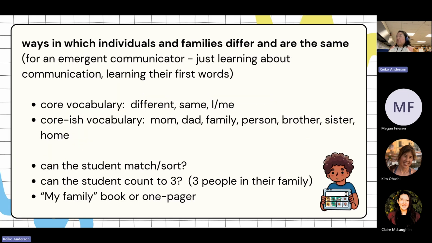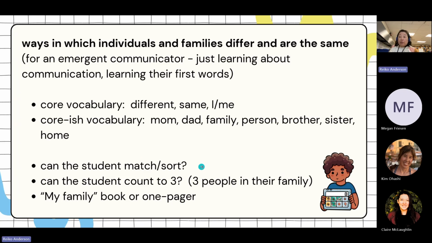Ways in which individuals and family differ and are the same. When we think about the core vocabulary concepts in here, does he understand different and same? I don't know. I would start with same. Sometimes if I don't understand same, then different is even more abstract, right? Does he understand I or me versus you? Some core-ish vocabulary, because we are talking about individuals and families, is mom, dad, family, person, brother, sister, all that kind of vocabulary.